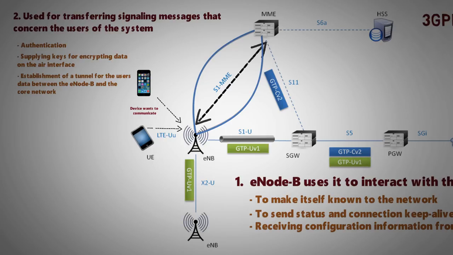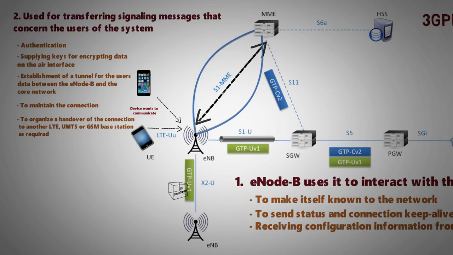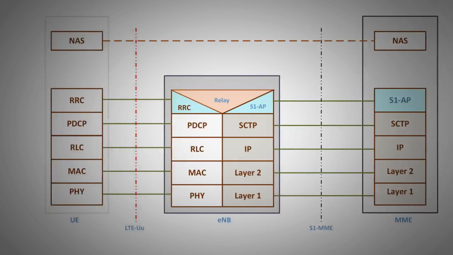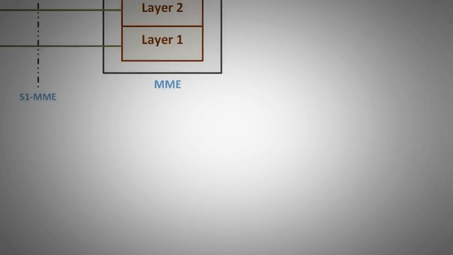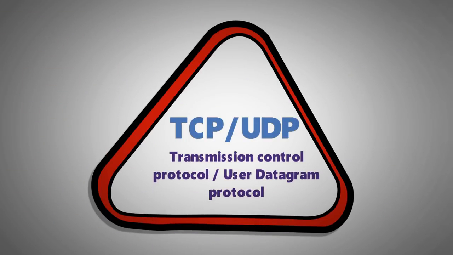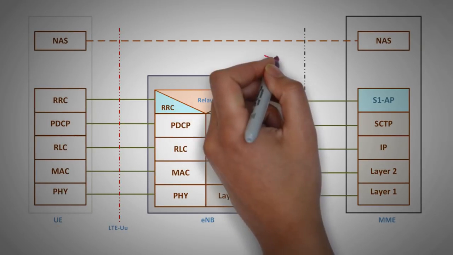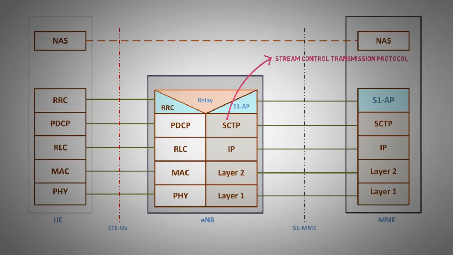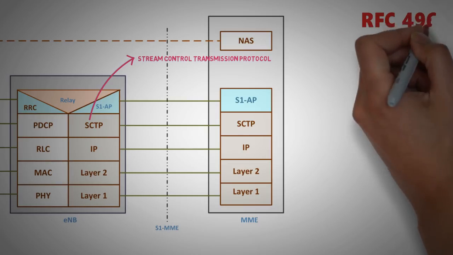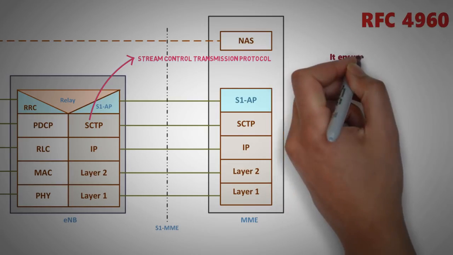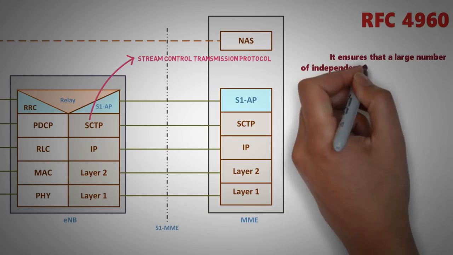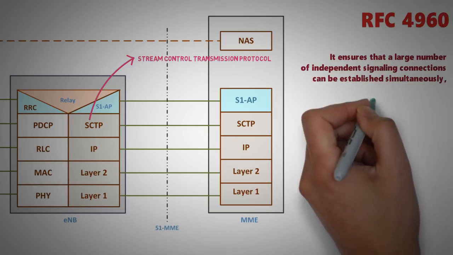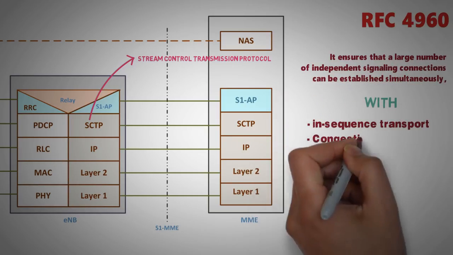Once the user's data tunnel is in place, the S1-CP protocol is used to maintain the connection and to organize a handover of the connection to another LTE, UMTS or GSM base station as required. In the S1-CP protocol stack, instead of the commonly known TCP and UDP on layer 4, the telecom-specific Stream Control Transmission Protocol (SCTP) is used, as defined in RFC 4960. It ensures that a large number of independent signaling connections can be established simultaneously with in-sequence transport, congestion management, and flow control.